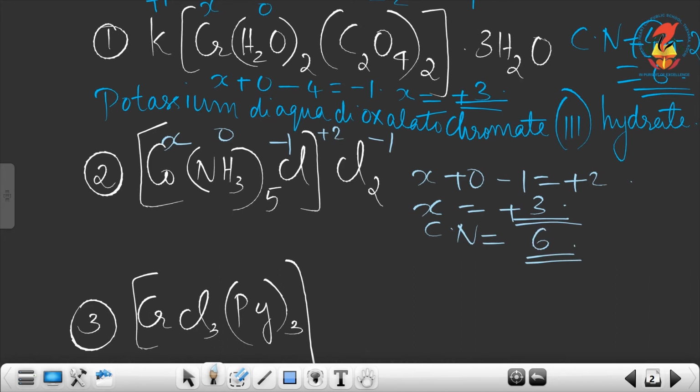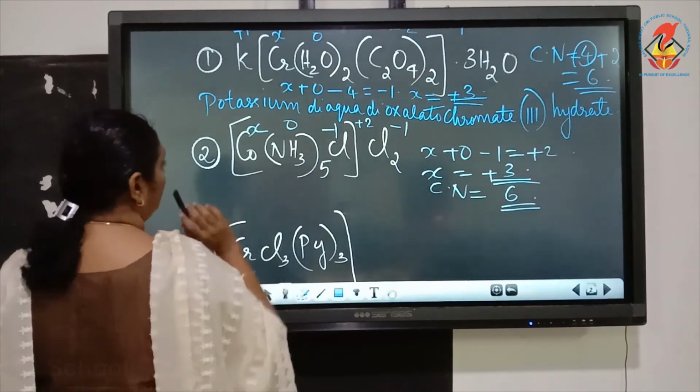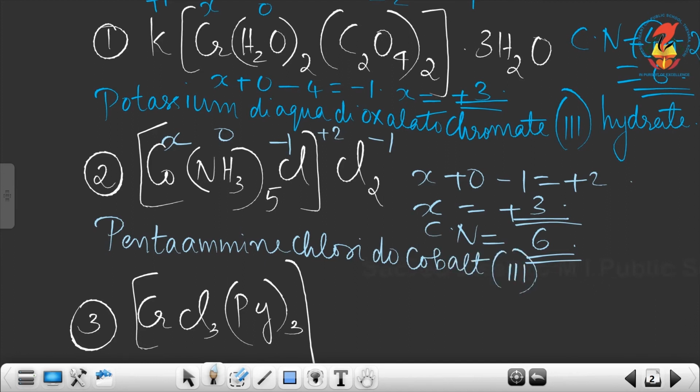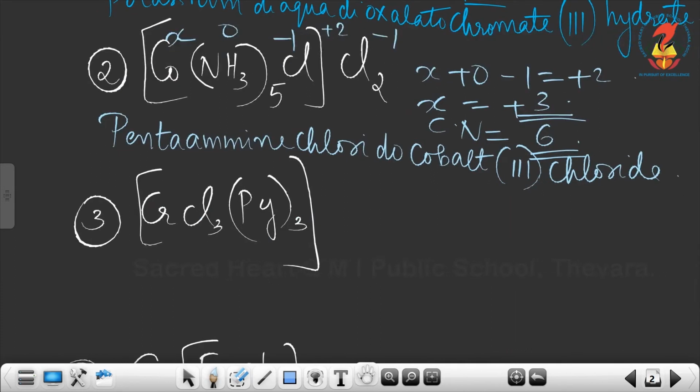Now let's write the IUPAC name. Here we have amine and chlorido. Amine will come first and we have 5, so pentaamine. Then chlorido. We will write cobalt because the charge is positive, and the oxidation number is 3, and we have chloride as the counter ion. So this is the name of the compound.